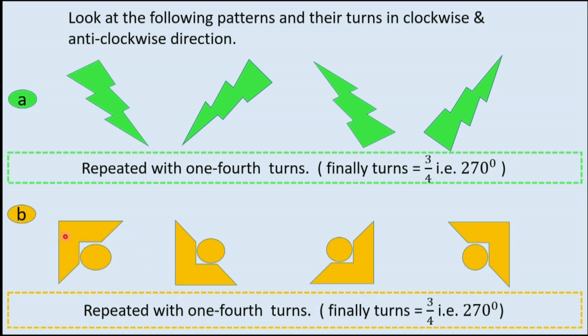Now see the shape. The first turn is what? 90 degrees. The second turn is what? Again 90 degrees, comparable to this. And the third turn is what? Again 90 degrees, comparable to the first figure. Now the final turn is what? 90 plus 90, that is 180 degrees, plus 90, that is equal to 270 degrees.